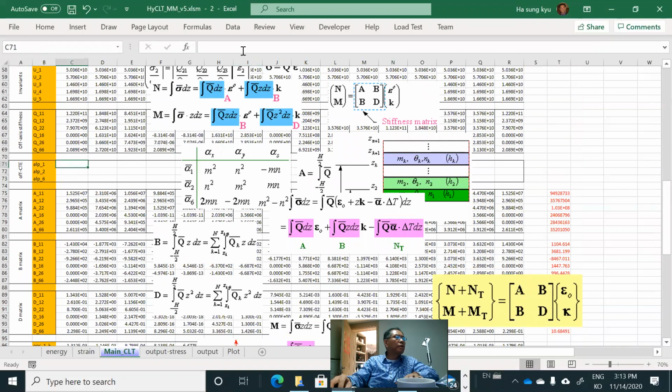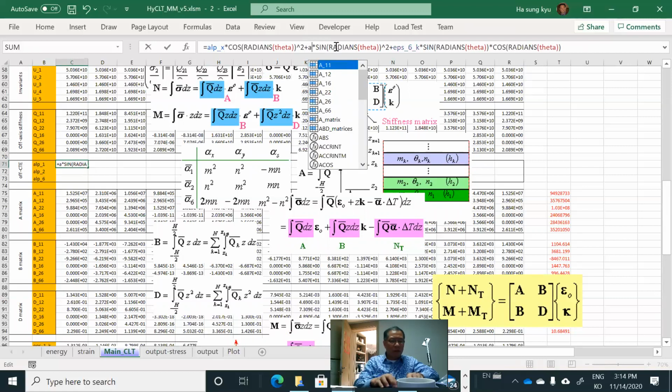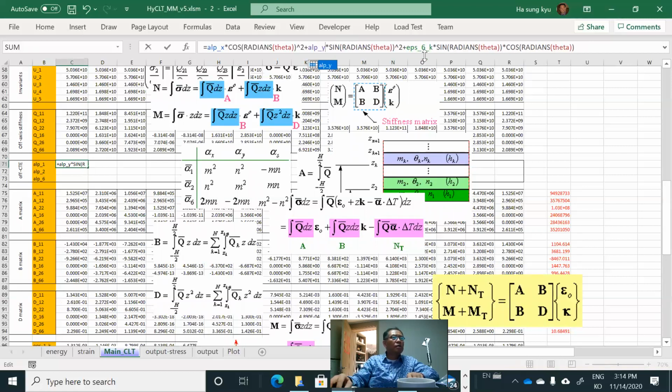And here, instead of this, what do we have? We have alpha x and cosine. As you can see, cosine and sine and alpha y. This is the alpha y and sine square. And then we don't have a shear term. Okay.